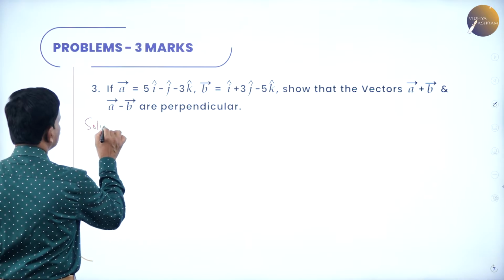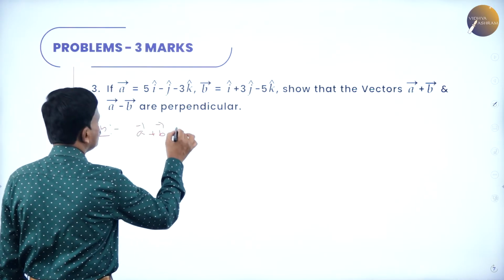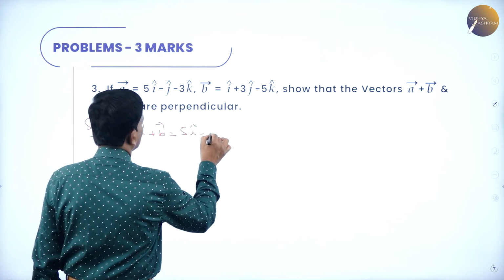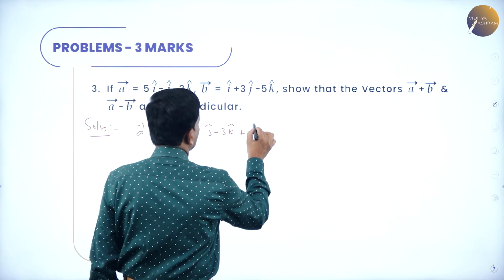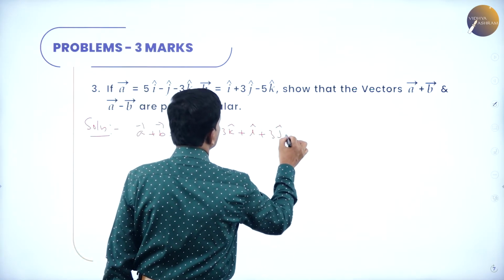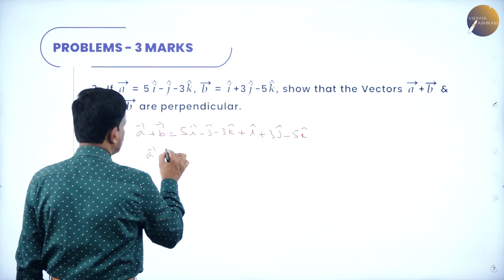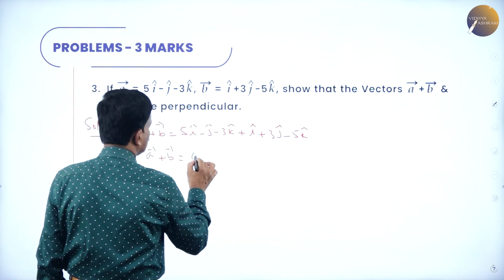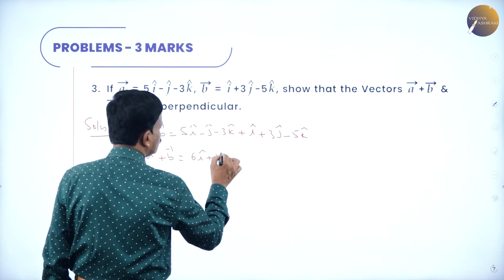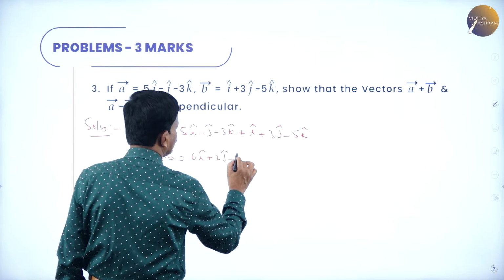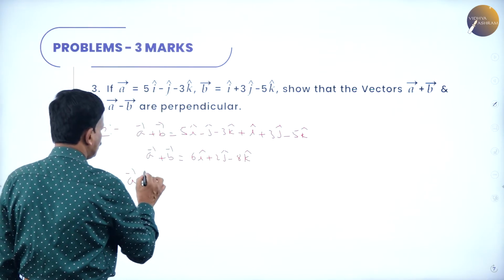Now, the solution. First, find out the vector A plus B. Vector A is 5i minus j minus 3k, plus vector B, which is i plus 3j minus 5k. Now, simplify this. Therefore, vector A plus B can be written as 5i plus i is 6i, plus 3j minus j is 2j, minus 3k minus 5k is minus 8k. Similarly, find out A minus B.